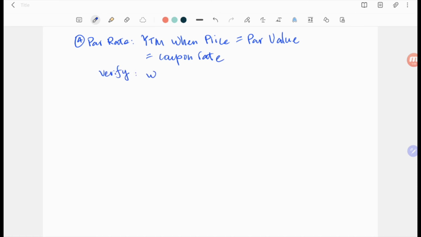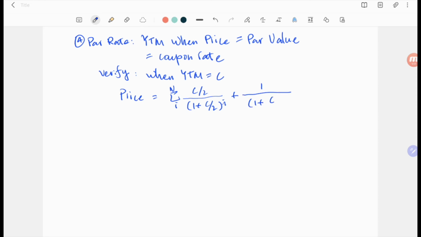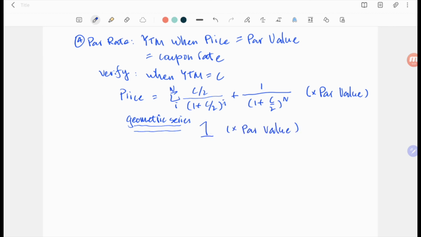Finally, what is the so-called par rate? Par rate is the yield to maturity when the bond price is equal to the par value, and it happens to equal coupon rate without setup. We can verify this. Write down the price using the formula with yield to maturity, assuming it's the same as coupon rate. Here, remember to multiply it by the par value. With geometric series, we can easily confirm this results in 1 times par value. So it happens to equal coupon rate without setup.